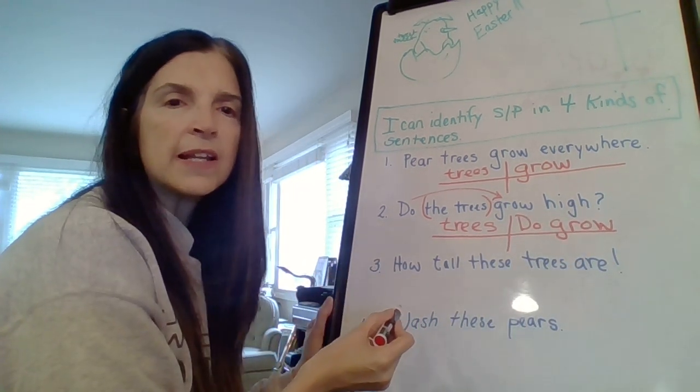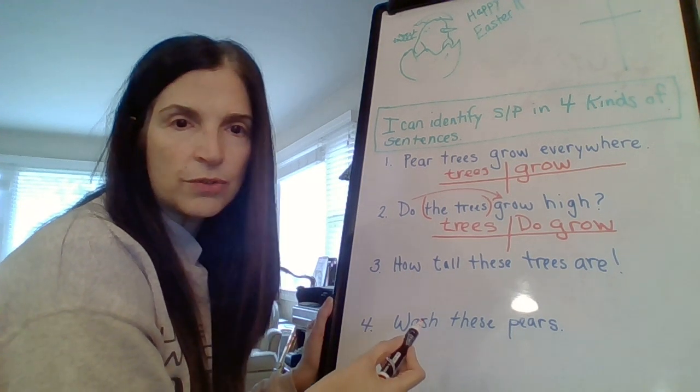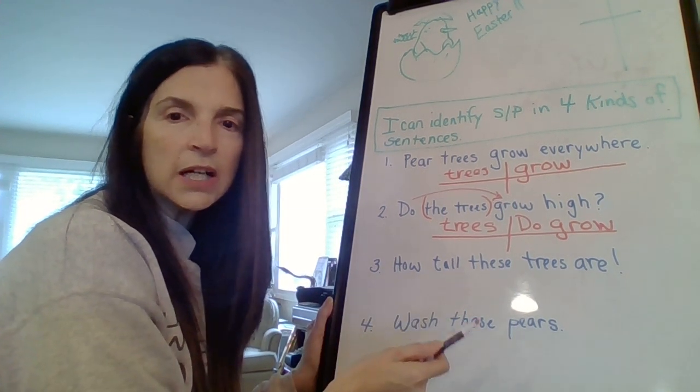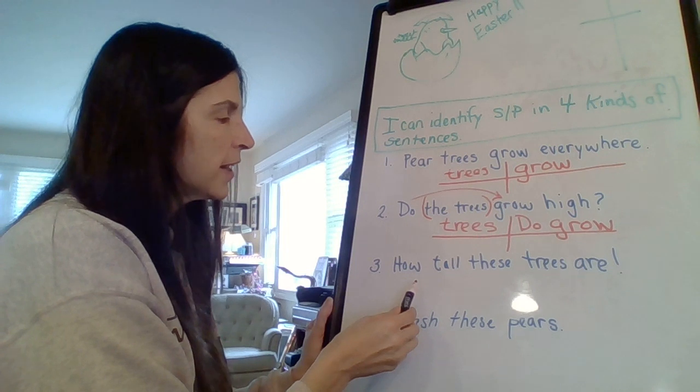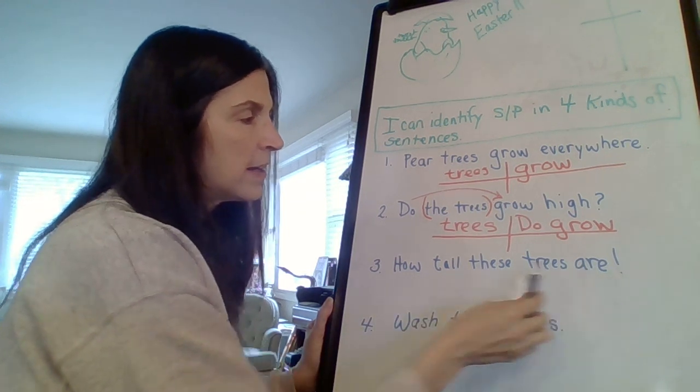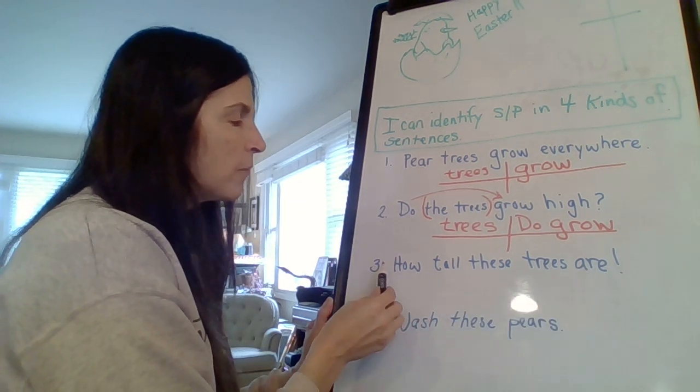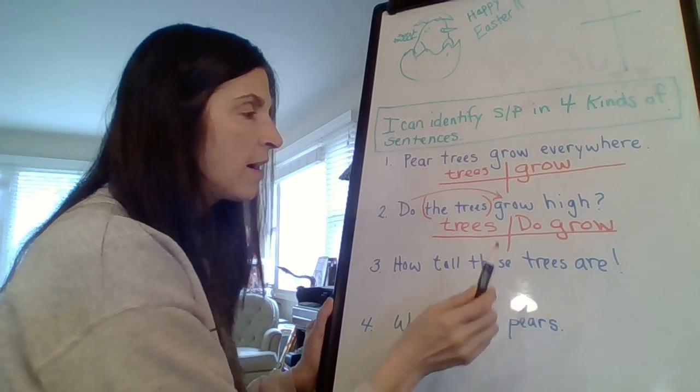This is all explained in the slides too. So if you're unclear, look at the slide video. The third one is, as you can tell, an exclamatory sentence. So we read it, how tall these trees are.